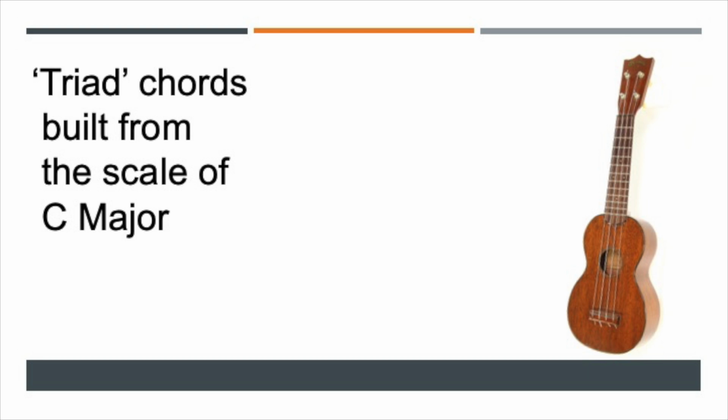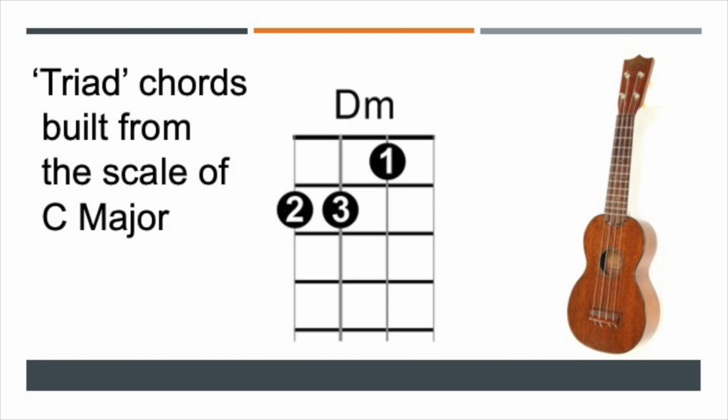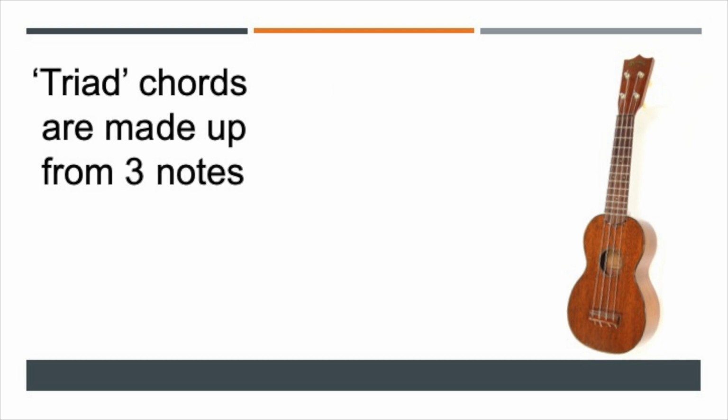For the sake of this video, we're going to be looking at just the triad chords built from the scale of C major. These chords, C major, D minor, etc., are made up of just 3 notes. There are also 7th chords and other chord extensions and qualities that can be built from the same scale degrees, but in this tutorial we're just going to concentrate on the basic triad chords. I'll be looking at the 7th chords that are diatonic in a separate video.